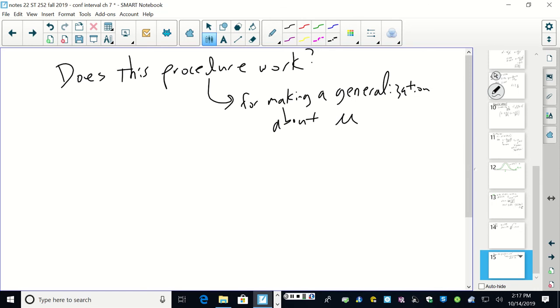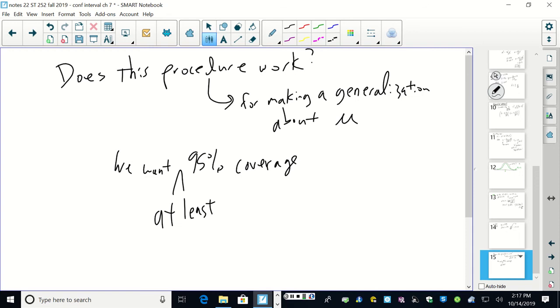But to keep this simple, we want 95% coverage, at least. If we had 96% coverage, it still would be at least 95. If it covers more often, that'd be great, but not wider than necessary.